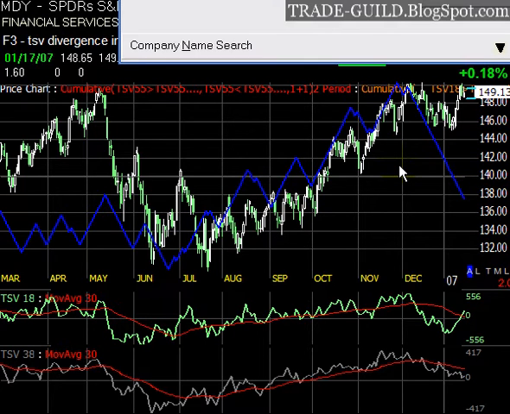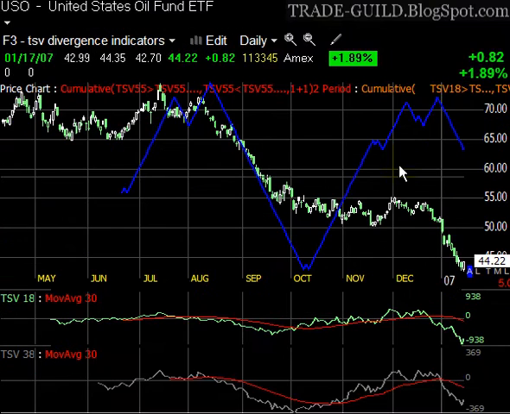And let's take a look real quick at USO, which is the United States Oil Fund ETF. And you can see what's happening here. We have a positive divergence that's brewing as price was making a low over here. Indicator's in gear with that. We make a new low, and the indicator's way up here. So that's showing a positive divergence.